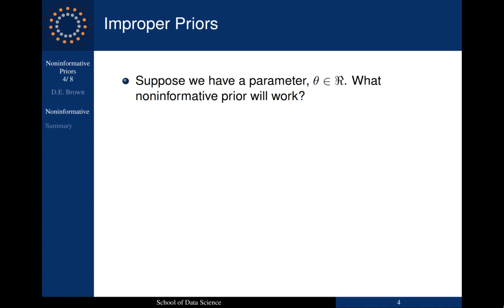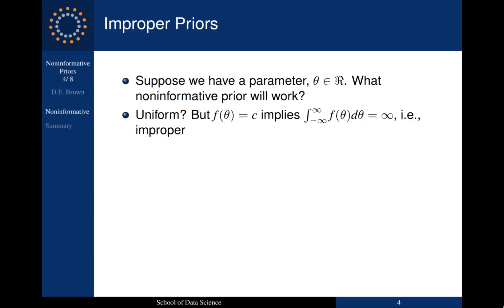Let's look at the first argument against using this notion of a uniform distribution as a prior. The argument here is that it leads to improper priors. To see this, suppose we have a parameter, say theta, over the entire real line. What non-informative prior will work? Well, if we try a uniform, for example, if we set our prior distribution equal to some constant, and then we integrate that over the entire real line, we get something that is improper in that it doesn't integrate to a finite solution. In particular, it doesn't integrate to 1, which is the requirement by the axioms of probability. So in this sense, it's an improper distribution.